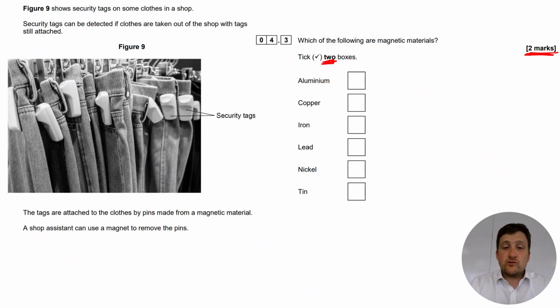So then we have to look through. You have to know certain magnetic materials. You just have to know them. Iron is one of those magnetic materials, and nickel is the other one. Okay? You need to know that it's iron, or nickel, or cobalt, or steel. Steel is obviously not a metal, it's a material because it's an alloy.